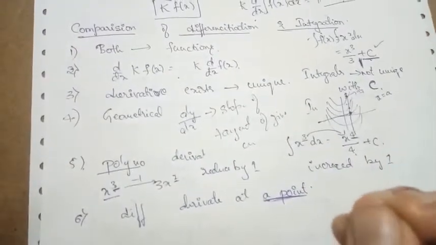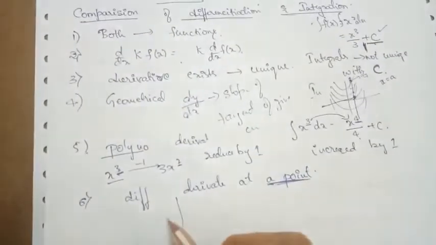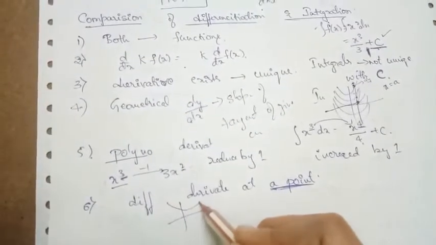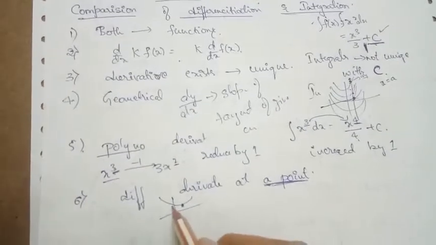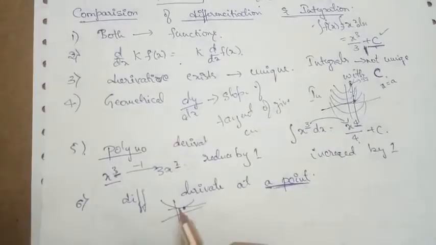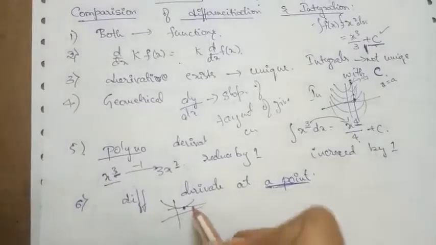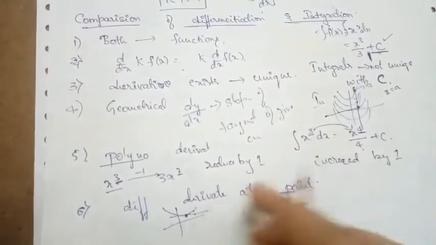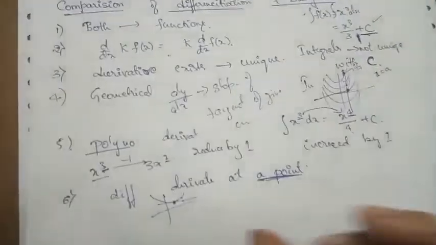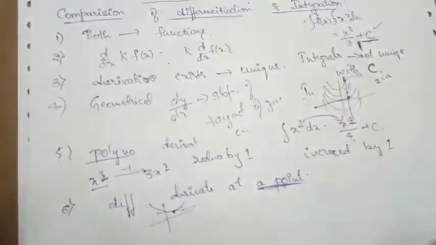So at that point, what does the derivative mean? If I draw this curve and draw the tangent at that point, the slope of this tangent line at this point is nothing but the derivative at a point. So I can talk about the derivative at a given point.